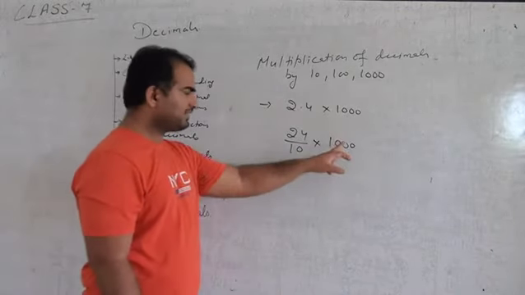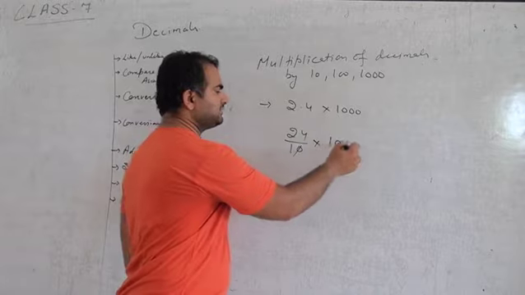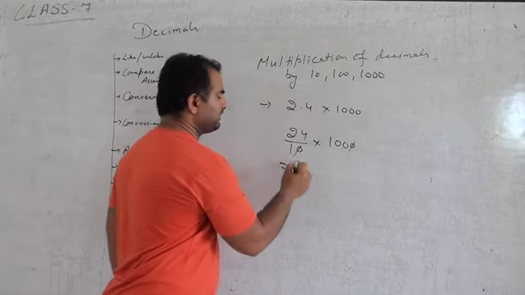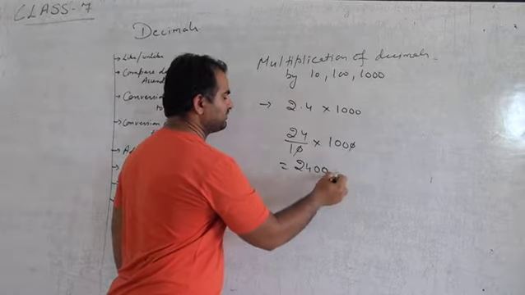You know how to divide this number? Just cross 1 zero from it. Done? What is 24 into 100? It will be 2400, the answer.